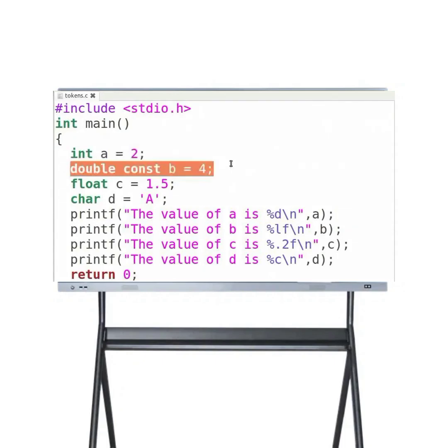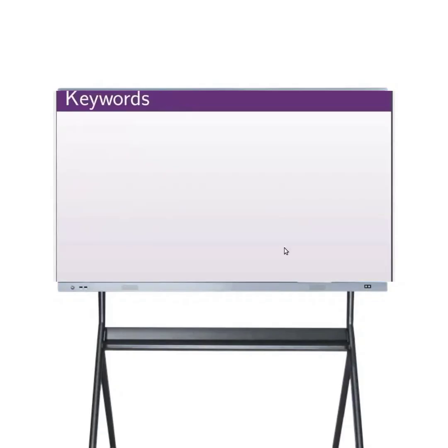Here, b is a constant. We have initialized b by assigning a value of 4 to it. The const keyword is used to create read-only variables. Let us switch back to our slides to know more about keywords and constants.